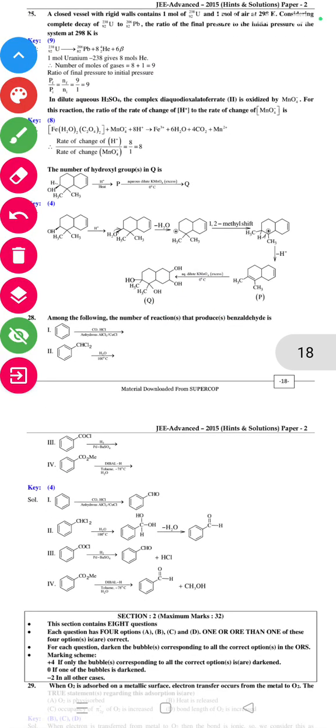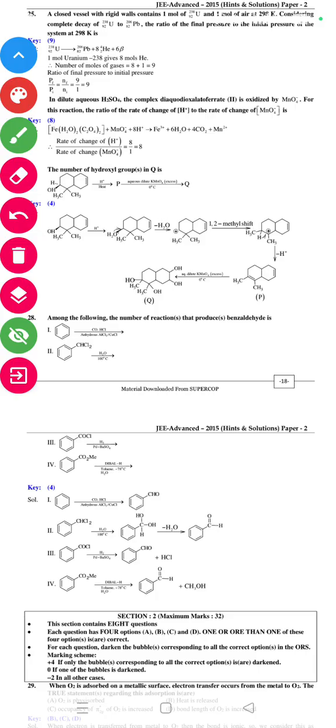अगला सवाल है कि in the dilute aqueous H2SO4 the complex diaqua dioxalato ferrate(II) is oxidized by the MnO4 minus. For this reaction, the ratio of the rate of the change of the H plus to the rate of the change of the MnO4 minus is? Fe(H2O)2(C2O4)2 2 minus plus MnO4 minus plus 8 H plus देता है Fe3 plus 6H2O plus 4CO2 plus Mn2 plus. Rate of change of the H plus by rate of change of MnO4 minus, 8 by 1 is equal to 8. तो इसका आंसर हो जाएगा 8.